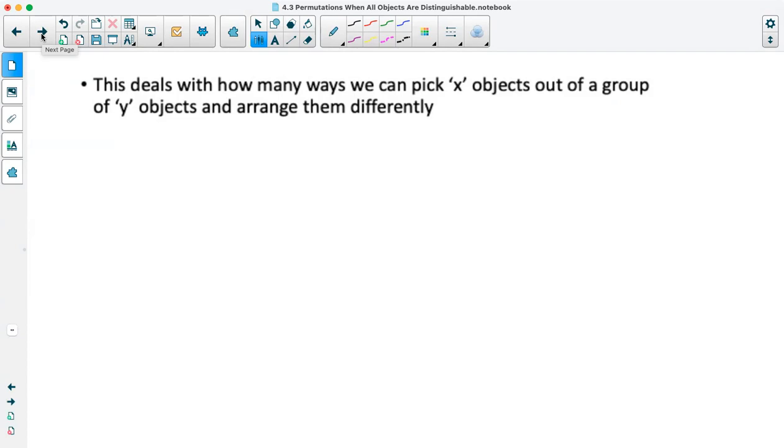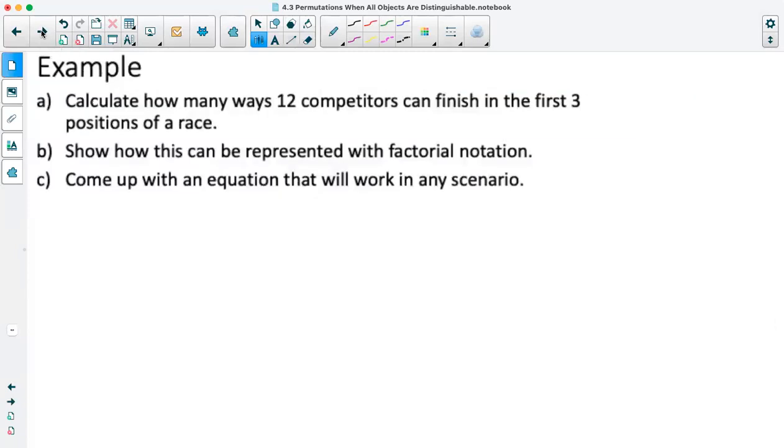So the combination of those two things. For example, calculate how many ways 12 competitors can finish in the first 3 positions of a race. Now we want to show how this can be represented with factorial notation as well. And then we want to come up with an equation that will work in any scenario.